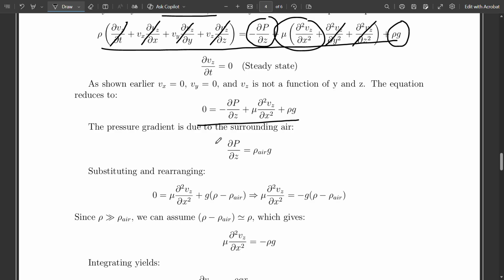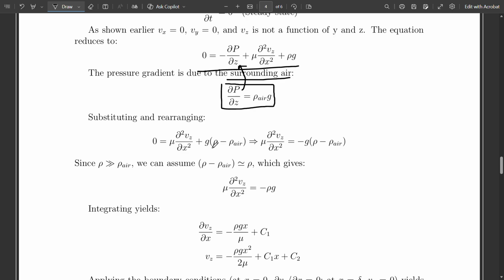The pressure gradient is also due to the surrounding air. We proved earlier in the shell balance approach that ∂P/∂z is equal to rho air into g. Substituting this equation here, we get rho minus rho air. And as rho is of the liquid, it is much greater than rho of air, so rho minus rho air is approximately equal to rho. Substituting this again in this equation, we get the final velocity differential equation.